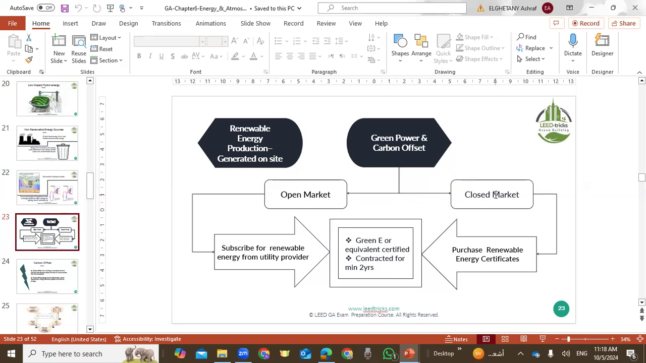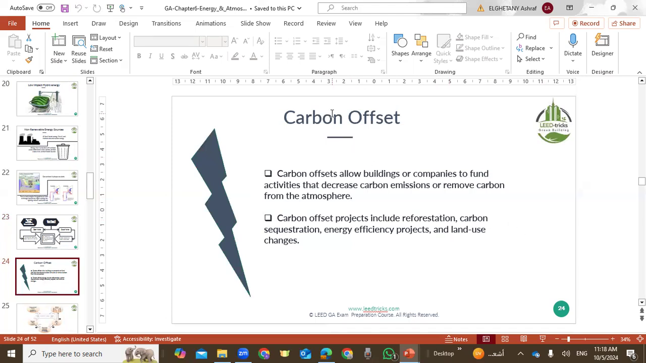But what is a closed market? It means the market is closed and you cannot buy it. It's not available. You can still buy, but you will buy virtual. So you still need to buy the traditional power for your buildings and business, but you will not really receive real green power. You just buy renewable energy certificates or carbon offsets.